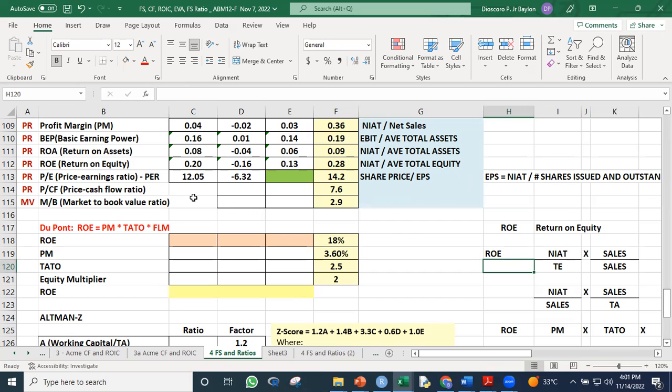12.05 per 1 peso of earning. So willing ka ba na gagastos ka o bibili ka ng isang share na ang gastos mo 12.05 sa bawat piso ng EPS? Okay? Willing ka ba na gagastos ka ng 14.2, no? Theoretically, to have an earning of 1 peso. So the higher the PER, the more expensive it is. Okay, so is that clear, class? Yung PER ratio?